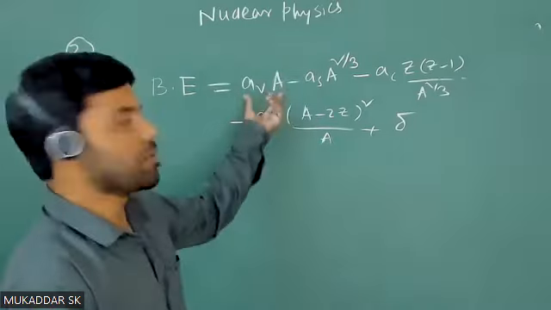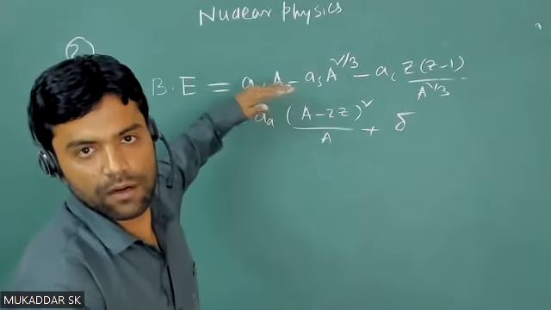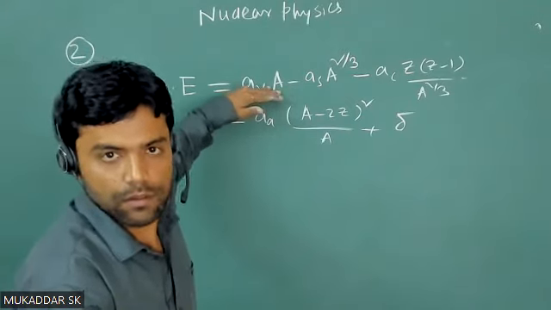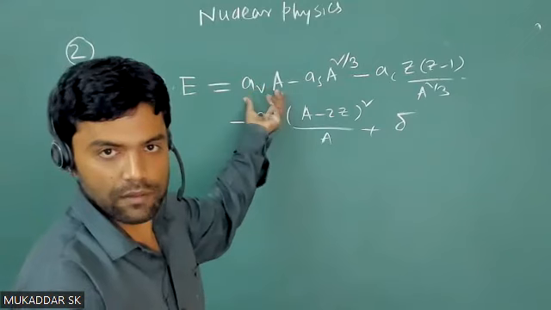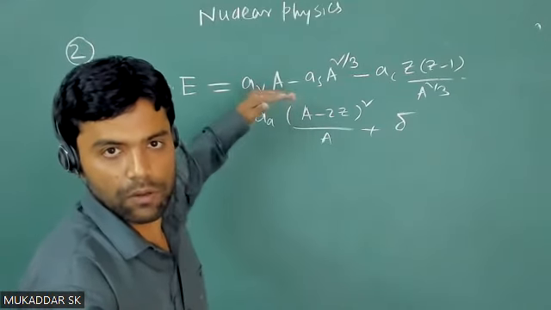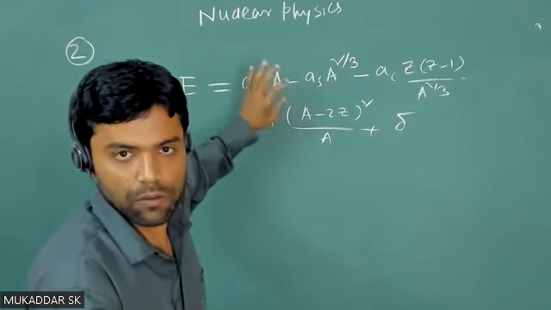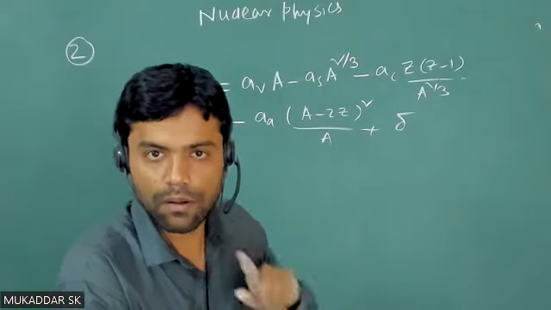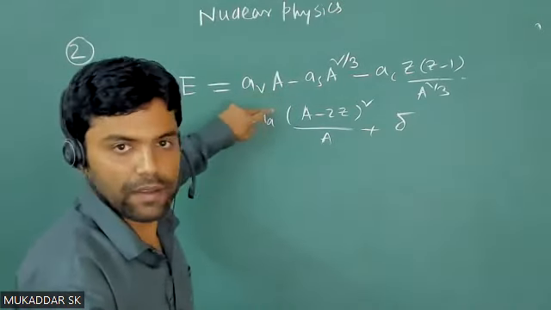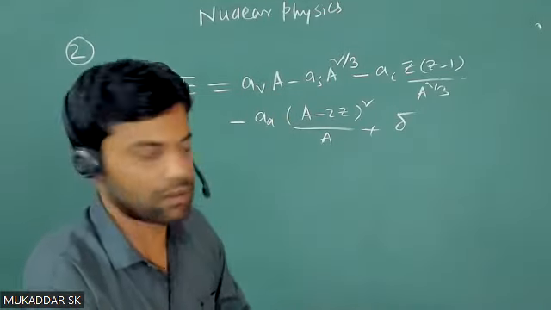Total volume energy of nucleus according to liquid drop model is this much. Per nucleon means you are dividing by mass number. This is your total volume energy of a nucleus. Volume energy per nucleon means you are dividing that volume energy by mass number. So that will be independent of mass number. AV by A, sorry, AV into A by A, that is equal to AV. That is independent of mass number.